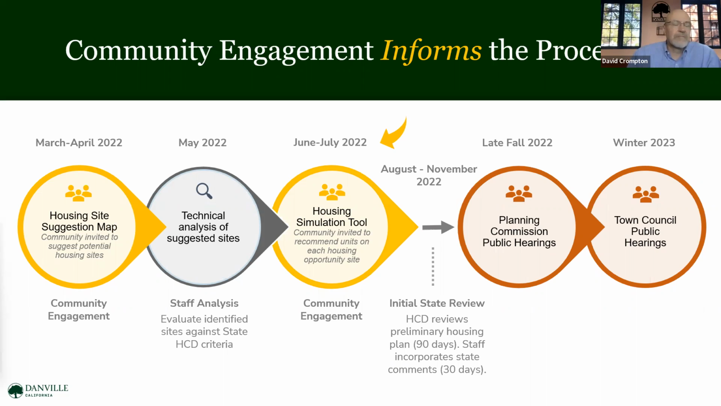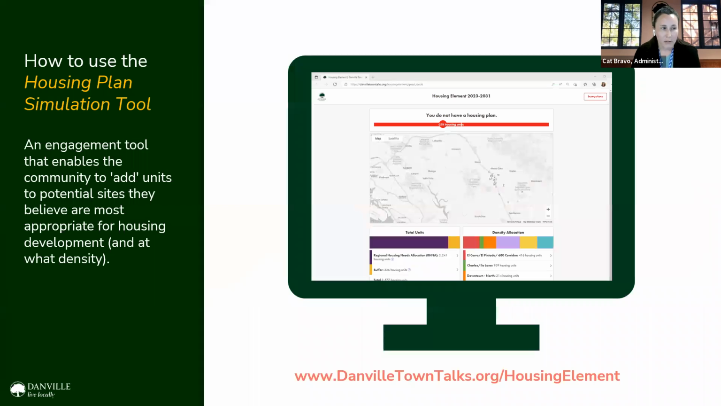Viable sites from this analysis, along with sites identified by staff, were incorporated into the housing plan simulation tool that was launched on July 1st. This tool is designed to seek input about which sites are most appropriate for future housing development, and the tool will be available until August 1st. Successfully submitted housing plans will help inform the Planning Commission and ultimately the Town Council in the decision-making process. The housing plan simulation tool can be accessed through the Housing Element Project page on the Danville Town Talks website.